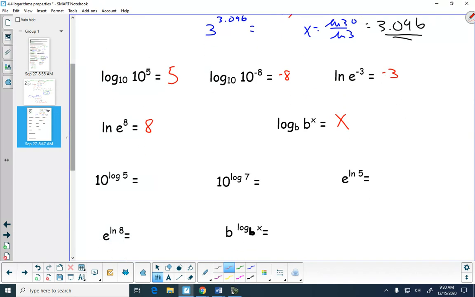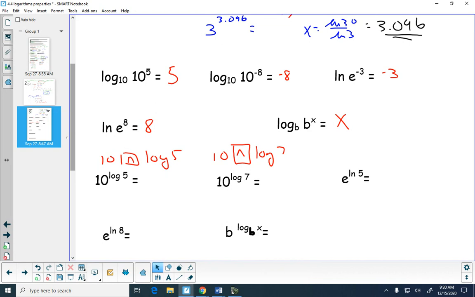But just turn this around a little bit. What if I have 10 taken to the exponent of the log of 5, or 10 to the exponent of log of 7, or e to the exponent of ln of 5?